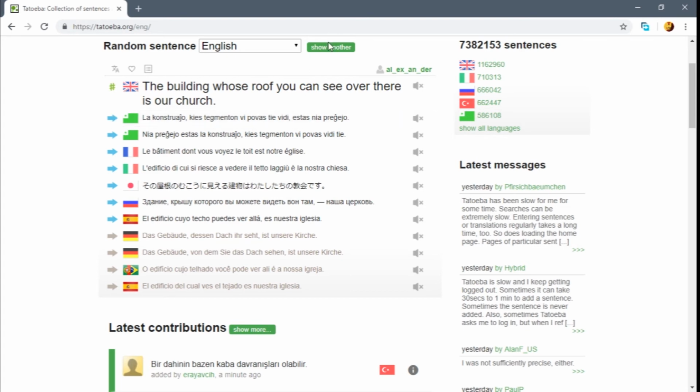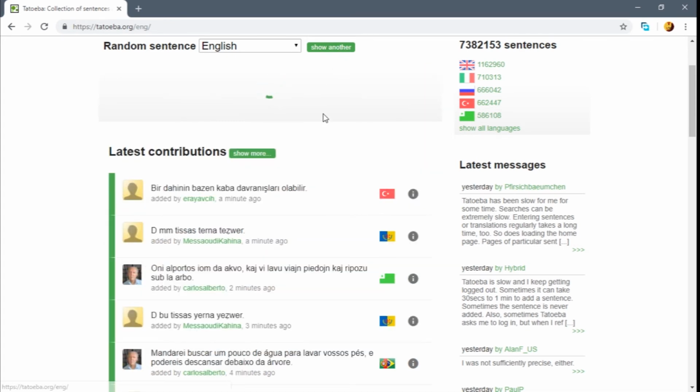The building was okay. That already has a translation. Let's see another one.